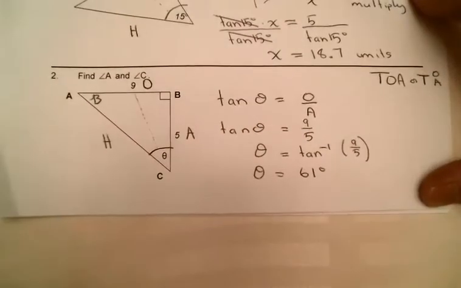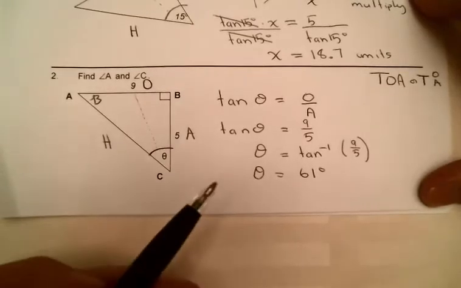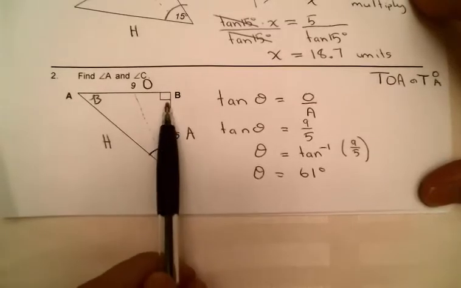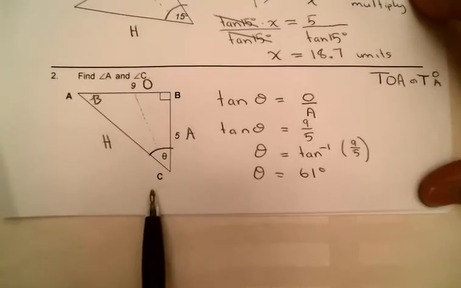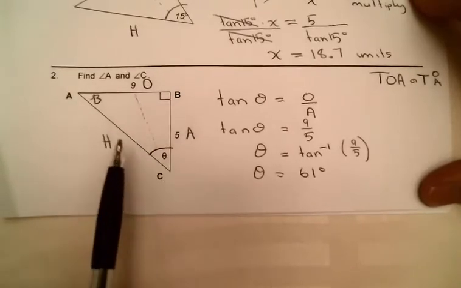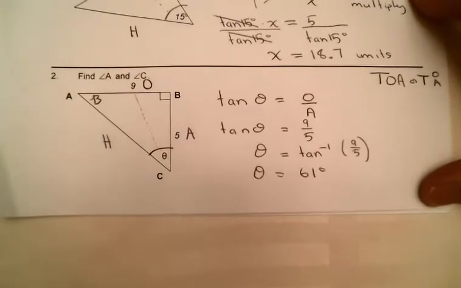Okay, and we have angle C. C's theta. How do we get angle A? Do we want to go through another trigonometric ratio? I don't, because I know angle B, 90. I know angle C, 61. And I know the whole triangle adds up to 180. So I just use that fact.